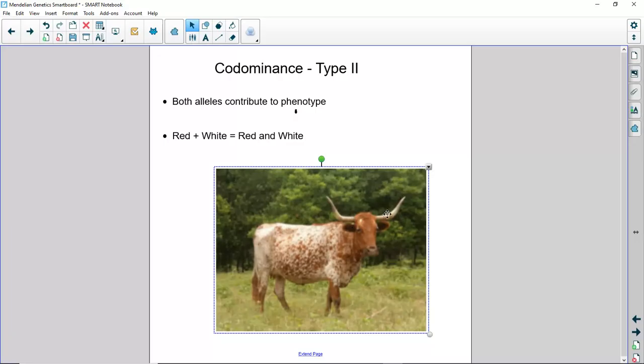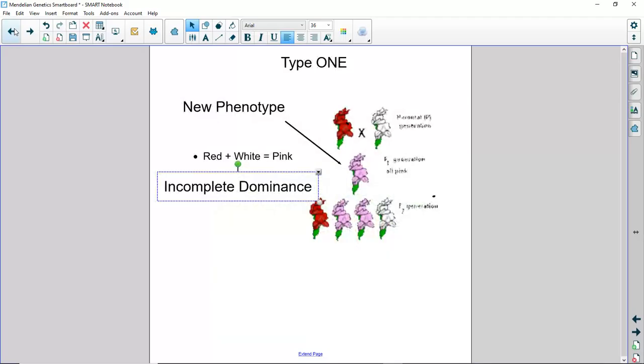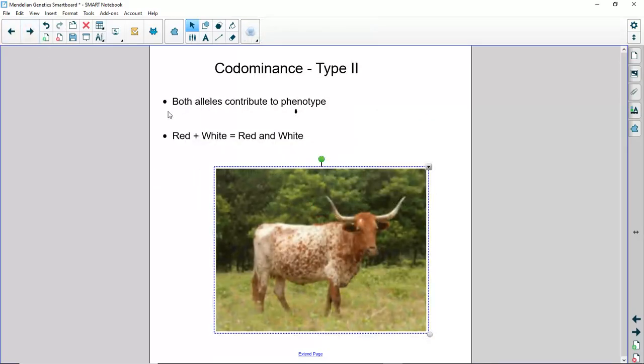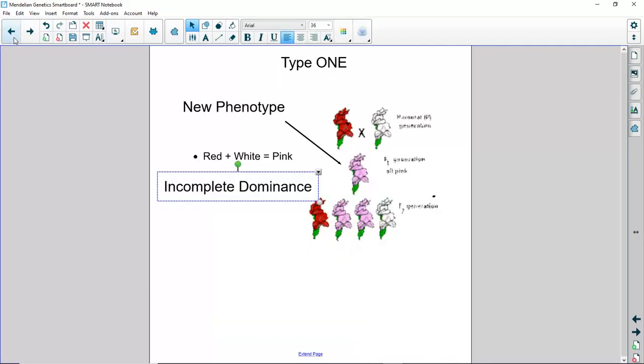The head of the cow, different set of genes. The tail also, if we can see, a different set of genes. Even the legs, different set of genes. The coat of the cow. So coat type 2 is when they are both expressed, equally expressed. Here creates an entirely new phenotype. Here, both expressed completely, but it's still one trait: color of coat, color of flower petal in a plant.